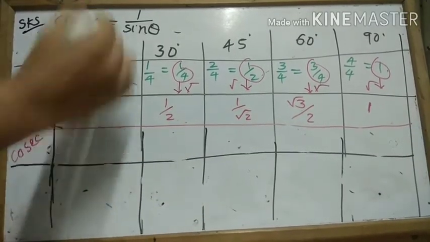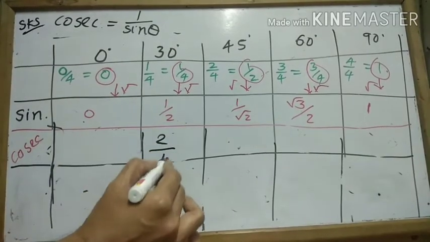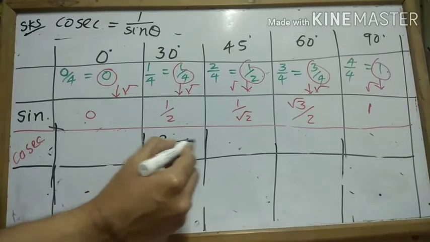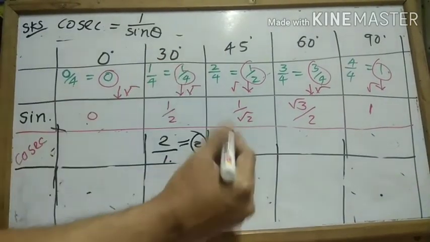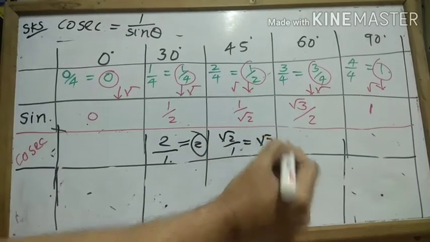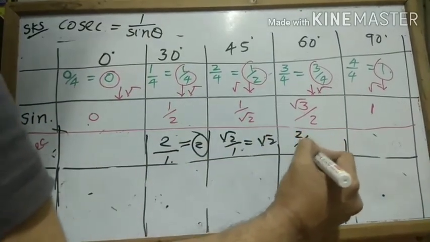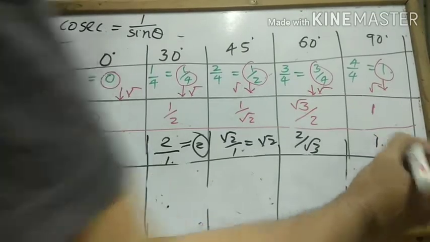What I mean to say for example, sine theta is 1 upon 2. Its multiplicative inverse is 2 upon 1. So cosec 30 degrees is 2 upon 1, which we practically write down as 2. Here cosec 45 is root 2 upon 1, but practically we'll write it down as root 2. Cosec 60 will be equal to 2 over root 3. Cosec 90 will be 1.